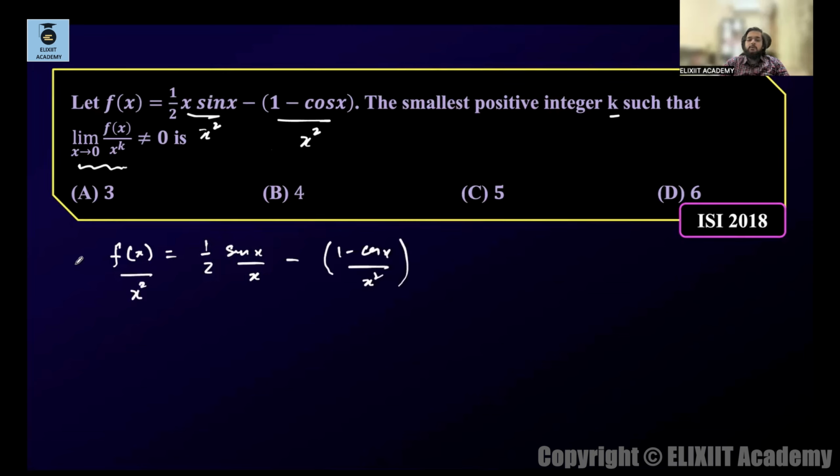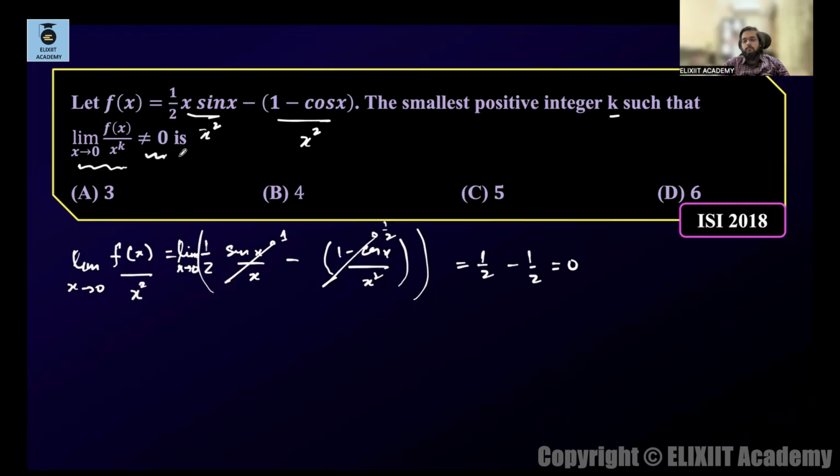Once you put the limit x tends to 0 over here, this part will become half times sin x upon x. This tends to 1, and this will tend to half. So you can say this will become half times 1, which is half, minus half. This will become 0, so this gives you the answer 0. But they have said the answer should not be 0. So you have to find a value of k for which this limit is not 0. You can start by checking the options, like putting k to be 3 and then verifying.